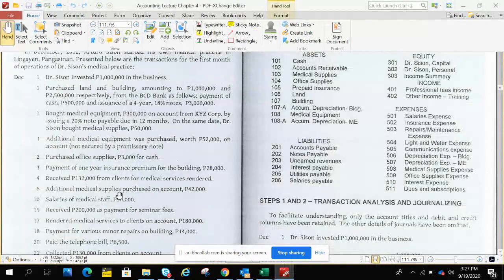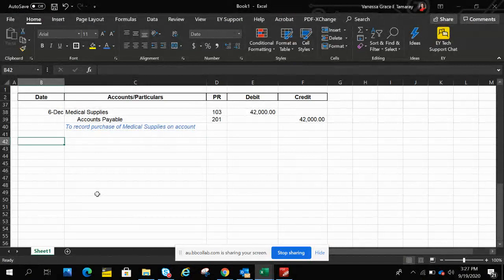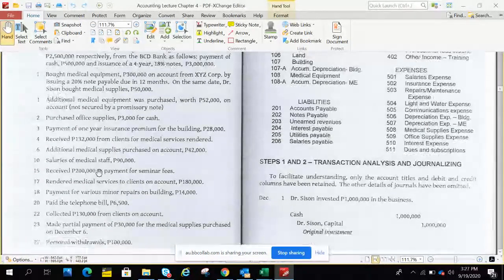December 10. Salaries of medical staff. December 10. Tapusin lang natin, no? 3:30 na, oh. Overdue tayo, sorry. Tapusin lang natin yung buong process. Tapos post natin sa General Ledger. Yung General Ledger, next meeting na lang, ipopost natin siya sa T account. Yun yung simple form ng General Ledger. Para mas mabilis natin magawa.